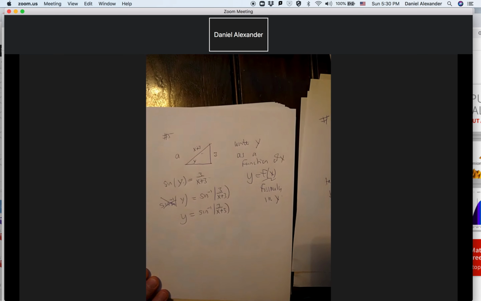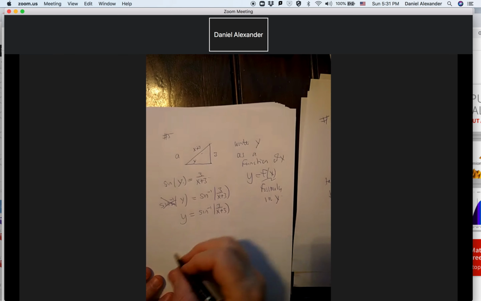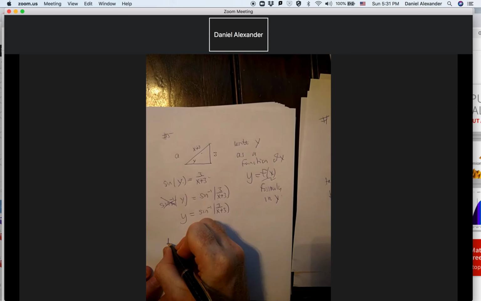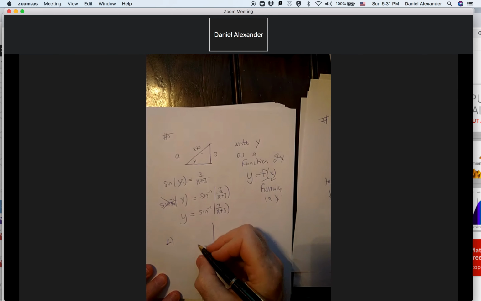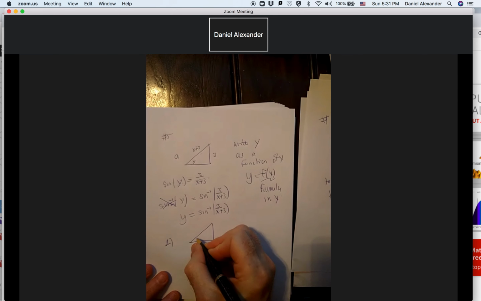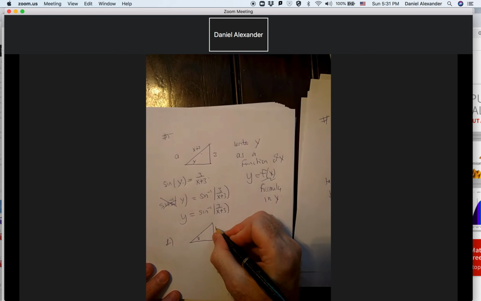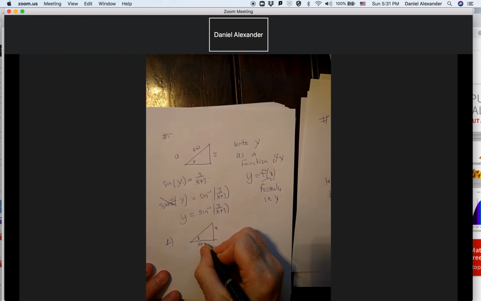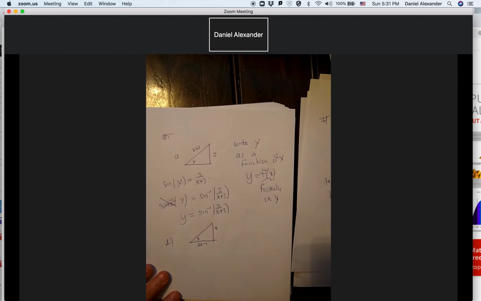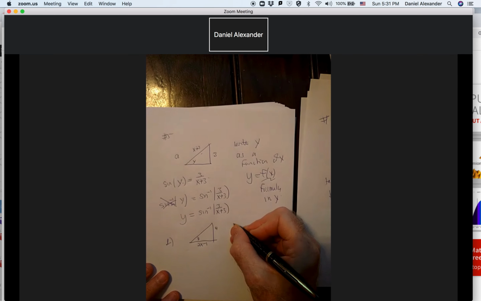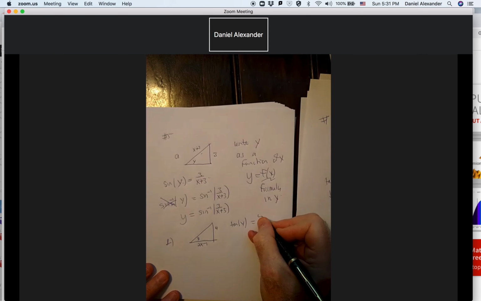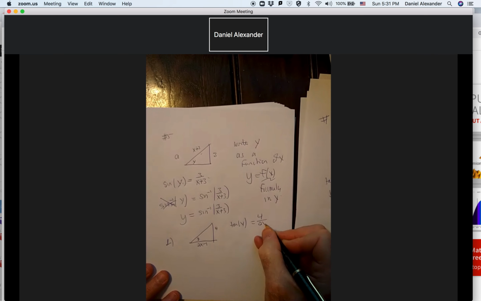Okay, that gives me the angle. Again, this isn't that crazy. For B, here's the triangle. And again, I have to figure out a ratio. Well, it looks to me like the tangent of y is equal to opposite 4 over adjacent 2x minus 1.